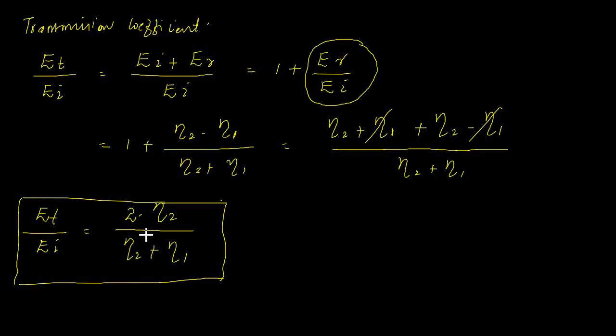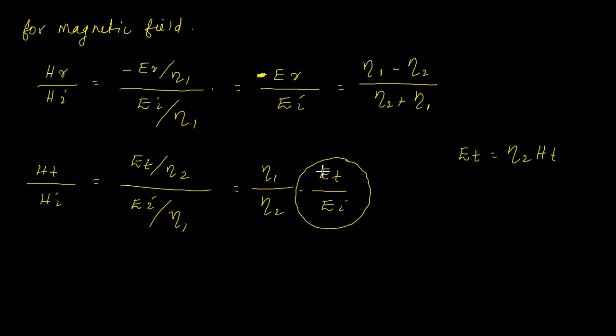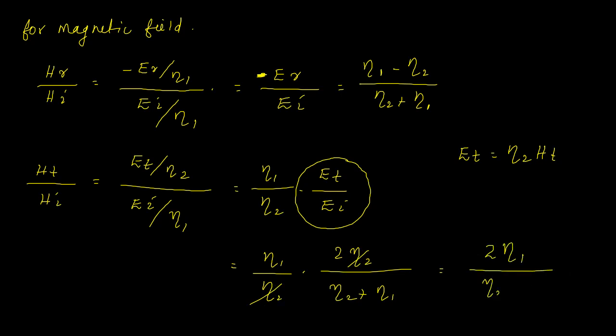So look back, ET by EI is 2 eta 2 by eta 2 plus eta 1. So eta 2 gets cancelled, and this becomes 2 eta 1 by eta 2 plus eta 1. So this is the transmission coefficient of the magnetic field.